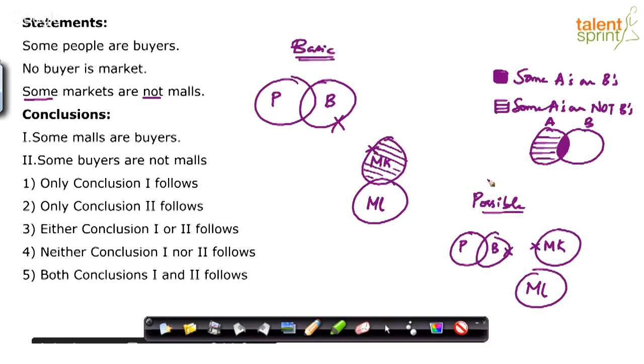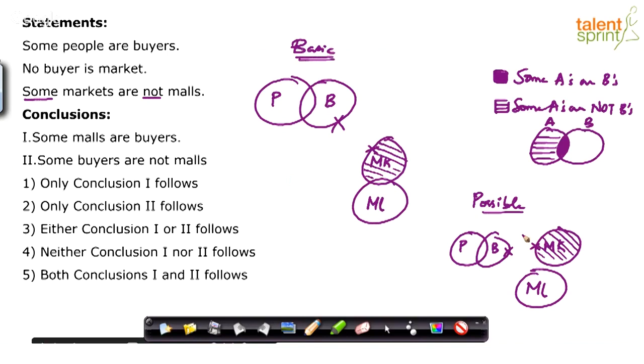Are you able to follow? Even this diagram is correct. It follows the given statements, right? Some markets are not malls. I can say all these markets are not malls. Yes or no? So the point that I am trying to make is that some markets are not malls does not mean that some markets have to be malls. They may be malls. Some markets may be malls, may not be malls. So keep that in mind while you are answering questions involving some A's are not B's type statements.